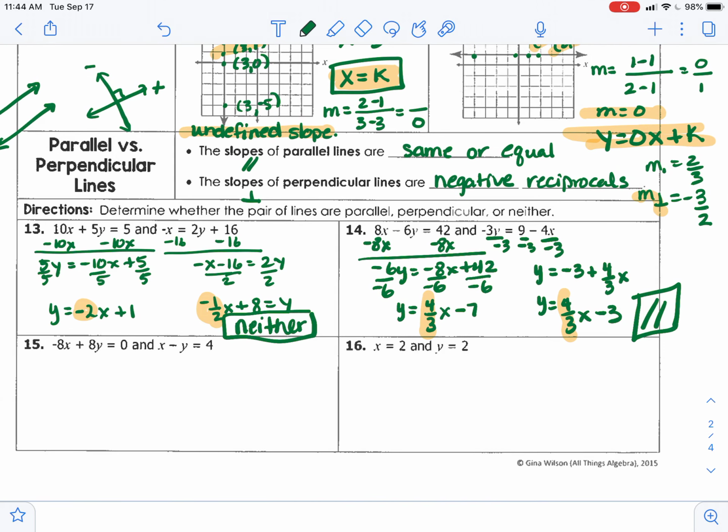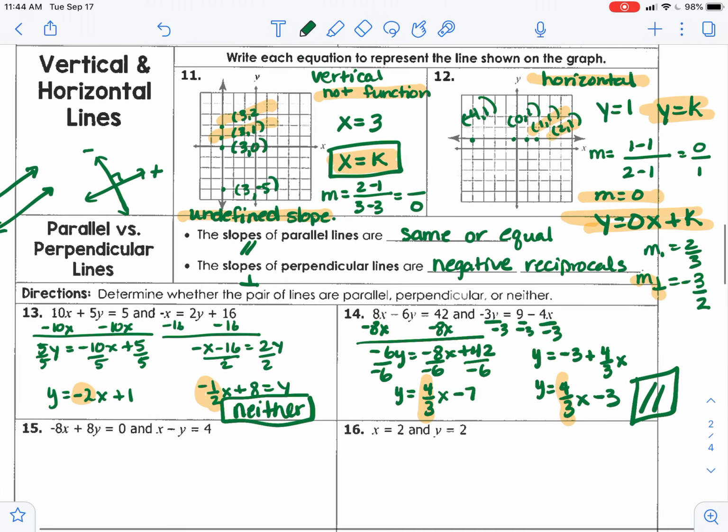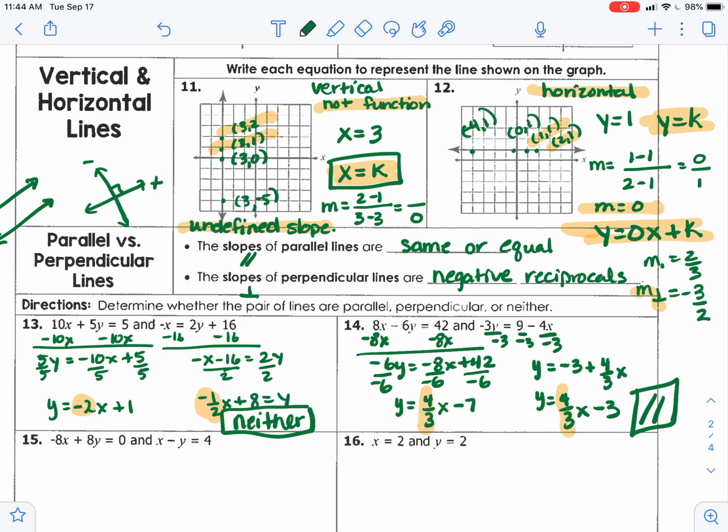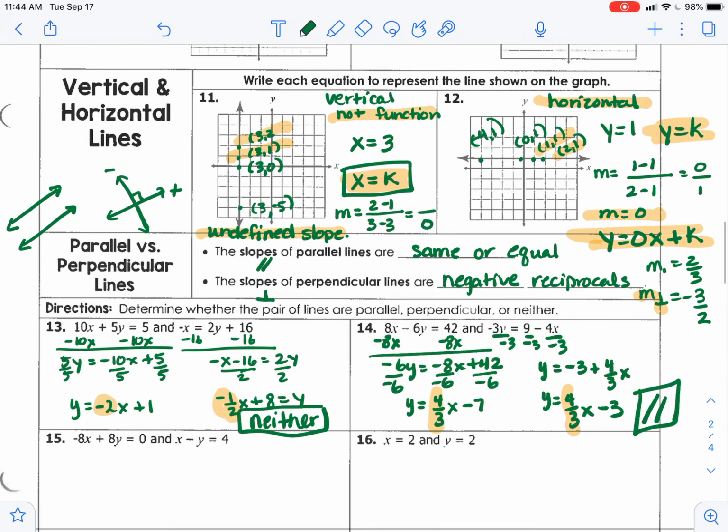Okay, so that is your introduction to horizontal and vertical lines. Again, we will come in and finish those up together and talk about them later.